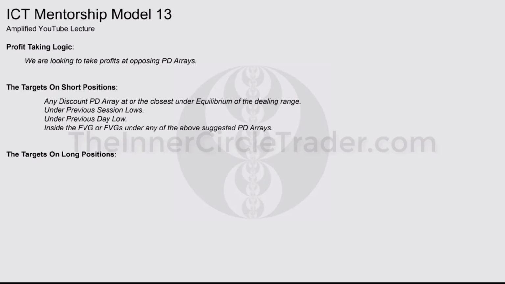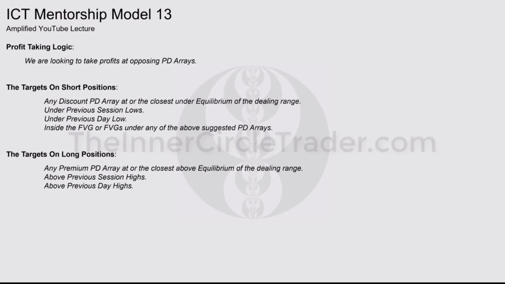The targets on long positions: any premium PD array at or the closest above equilibrium of the dealing range. Above previous session highs. That means if we're trading in the PM session, we're looking at the AM session. If we're looking at the AM session, we're looking at yesterday's PM session. I wasn't making that clear earlier, but now I just did. Above previous day's highs. Inside the fair value gap or fair value gaps above any of the above suggested PD arrays.